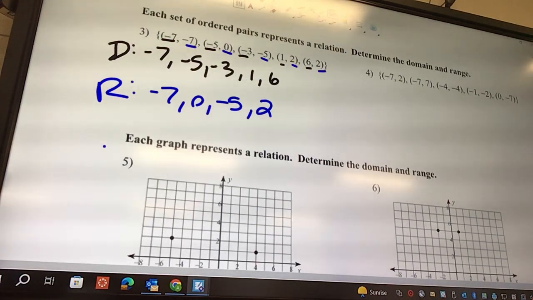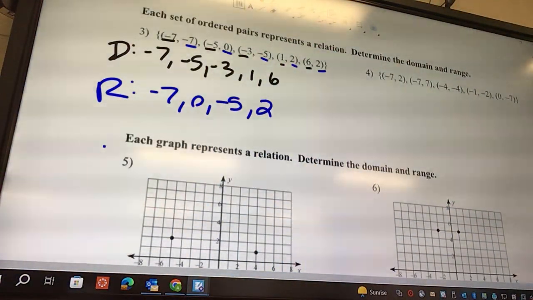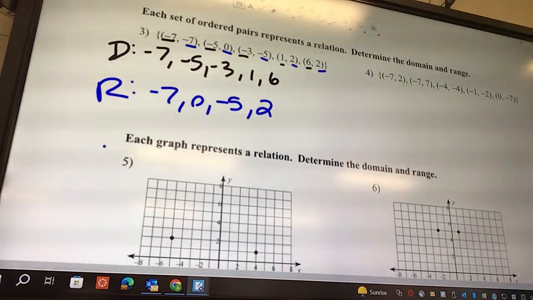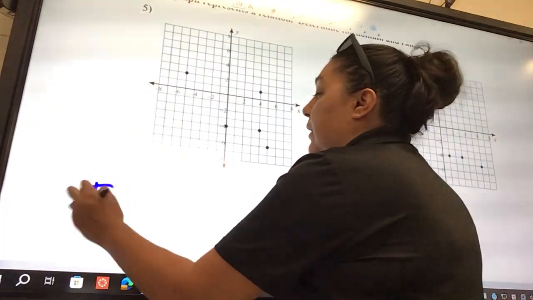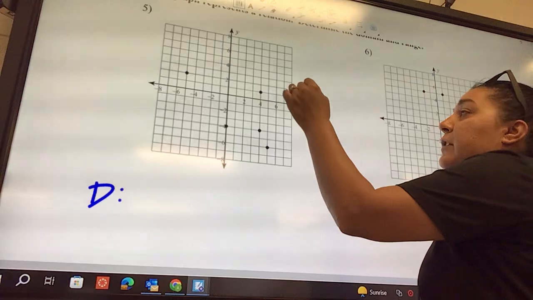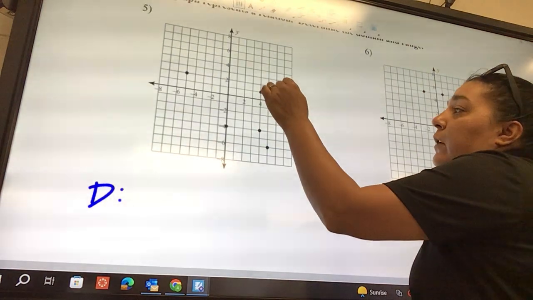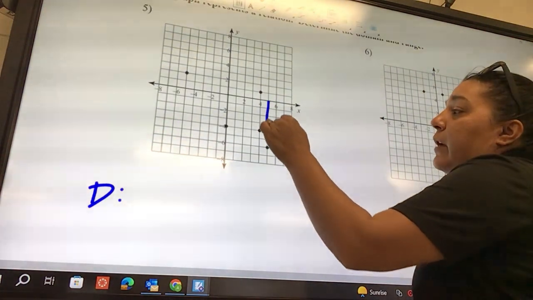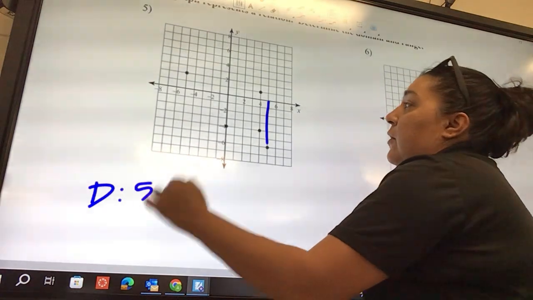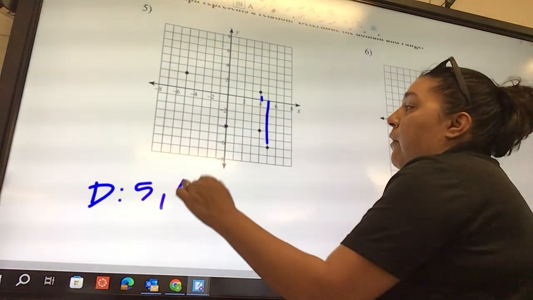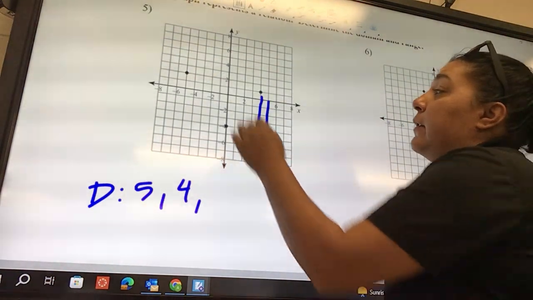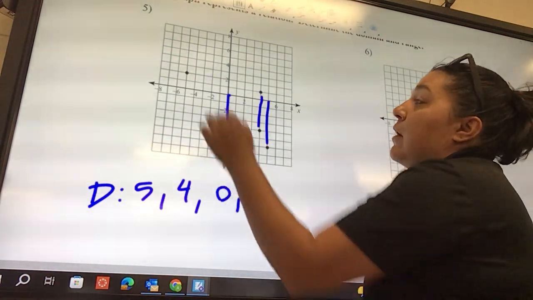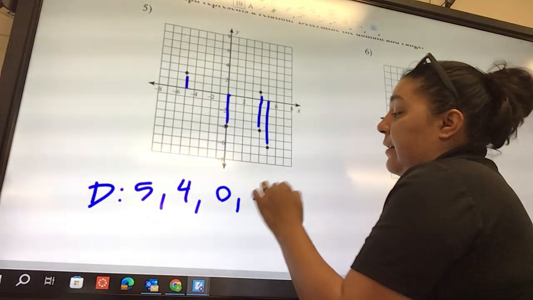Okay, 5. The domain, are they the up and down? Do we go up and down or do we go left and right? Up and down. Okay, for the domain, we go up and down. So the domain, we essentially start on this X line and we're going to look up and down. So we got one here at 5. We've got another one here at 4. There's another one at 4, so I don't need to write that one down. This one is at 0, and this one is at -5.